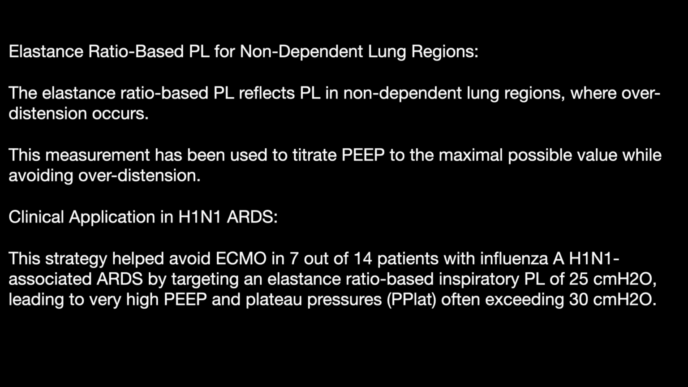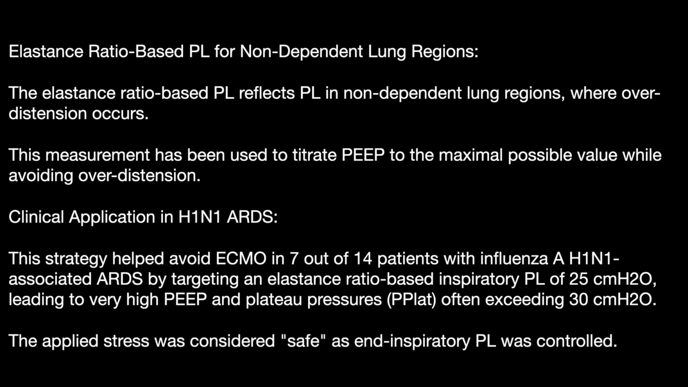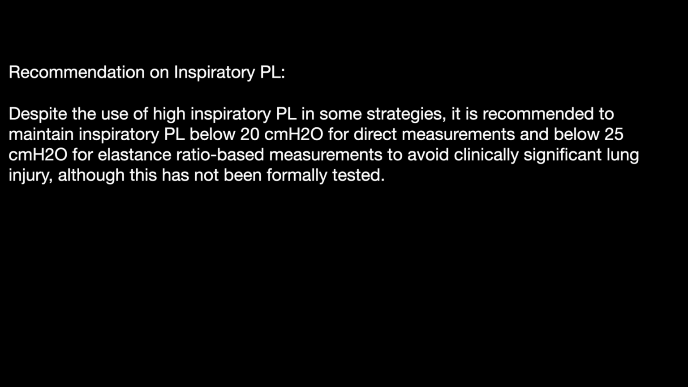They targeted an elastance ratio of transpulmonary pressure of 25, leading to very high PEEP and plateau pressures often exceeding 30. The applied stress was considered safe as the end inspiratory value was controlled. So since my distending pressure was low, even though I had such high peak pressures and plateau pressures, it did not affect the patient. Now, recommendations for inspiratory transpulmonary pressure.